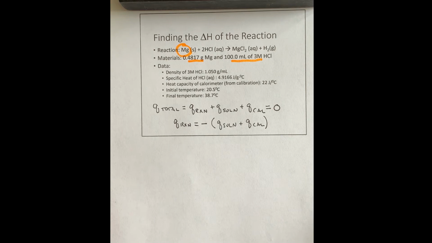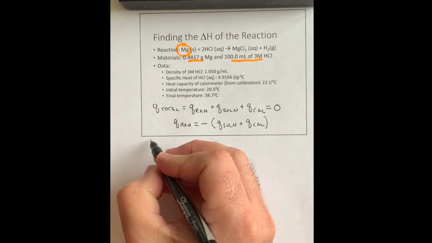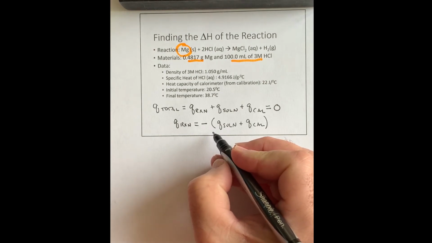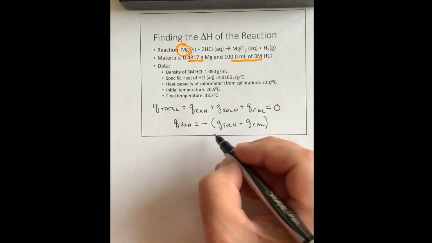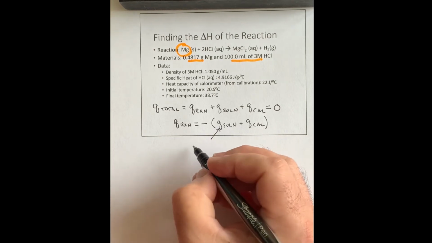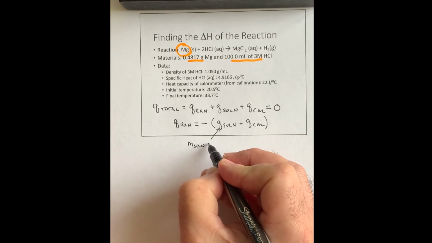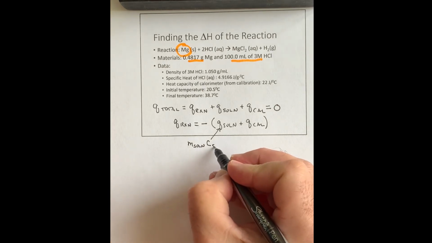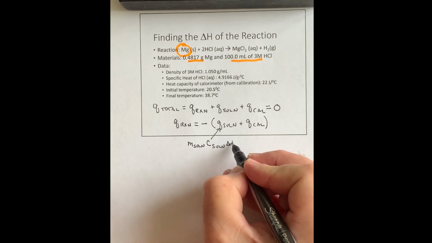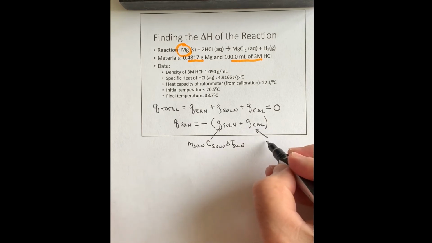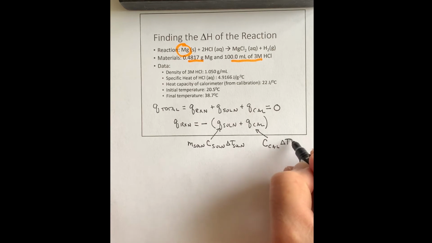Now let's see what each one of these is. All right, I'm going to try to write it over here. So for the solution, we're going to have the MCΔT formula that we talked about: the mass of the solution times the specific heat of the solution times the temperature change for the solution. For the calorimeter, of course, we have the heat capacity of the calorimeter times the temperature change for the calorimeter.